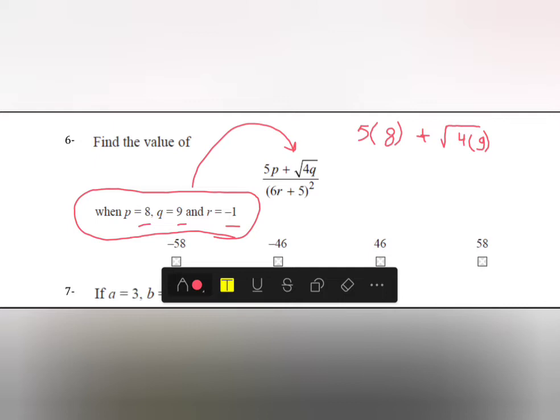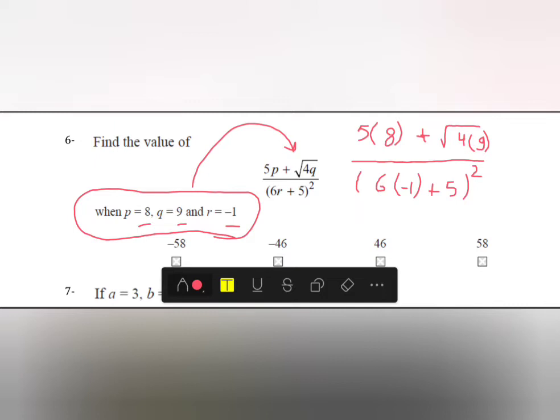Very good. And then all divided by what? By a bracket, which is all squared. And then we have 6 multiplied by r, which is -1. And then plus 5. And as we said, the bracket is all squared. Very good. Now this is the first step of substitution, in which we put the values of the variables into the expressions. And now we can solve it.